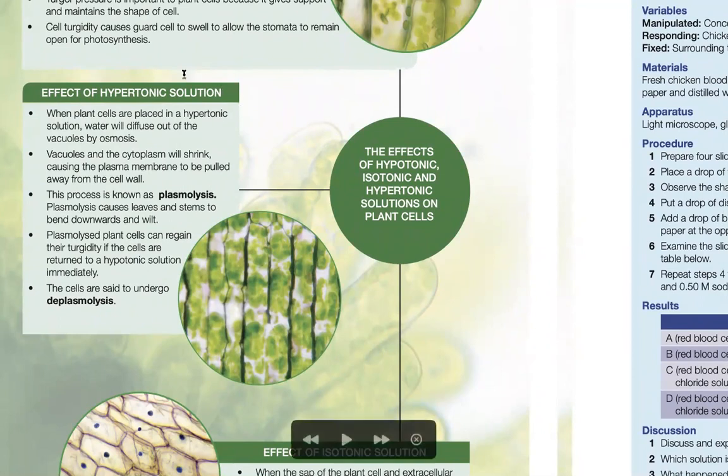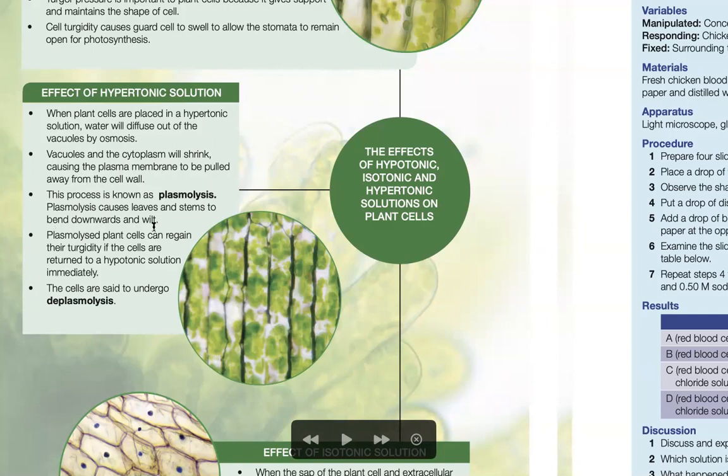Macam tadi water diffuse in, ni water diffuse out from where? From the vacuole by osmosis. So what will happen? The vacuole and cytoplasm will shrink. Dia akan mengecut. Ialah sebab keluar air kan. Causing the plasma membrane to be pulled off away from the cell wall. Okay. And this process is called plasmolysis.